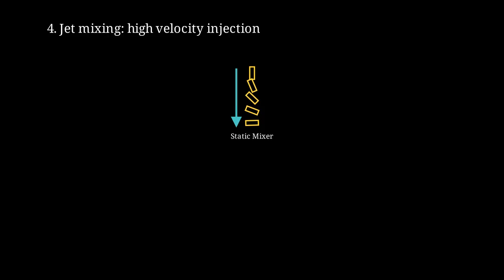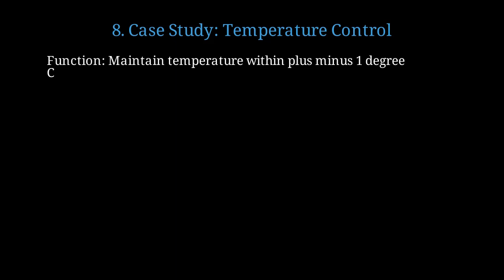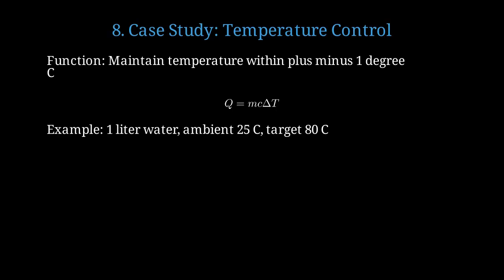Let us examine temperature control as another rich example of function decomposition. The function is to maintain a system temperature within plus or minus 1 degree Celsius of a set point. Heat capacity relates heat flow to temperature change through mass and specific heat capacity. Consider heating 1 liter of water from ambient 25 degrees to target 80 degrees Celsius. The energy required is 1 kilogram times specific heat of 4,200 joules per kilogram Kelvin, times temperature change of 55 degrees giving 231 kilojoules. If we want to heat this in 5 minutes or 300 seconds, we need 770 watts of power.